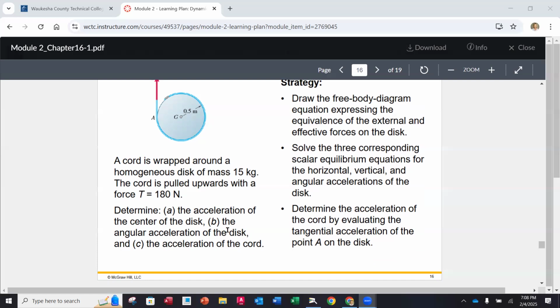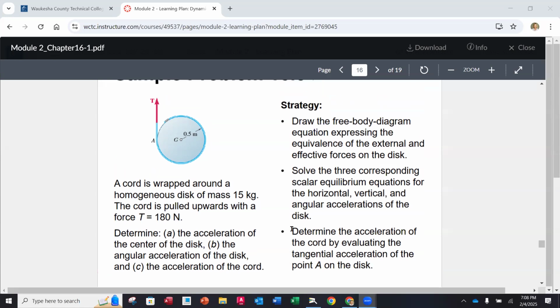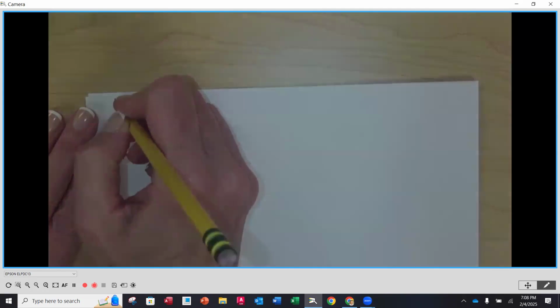They also want us to determine the acceleration of the cord itself. Oh, the acceleration, so the straight line acceleration. Sorry, I read that differently. So the acceleration of the disc, the angular acceleration of the disc, and the acceleration of the cord. What we're going to do is start off by creating a little diagram and putting our knowns and our unknowns.